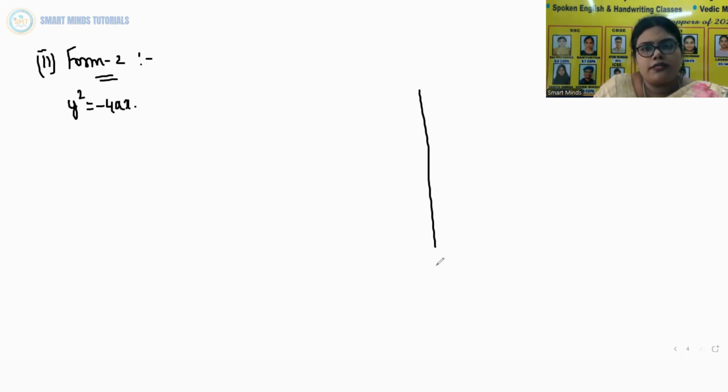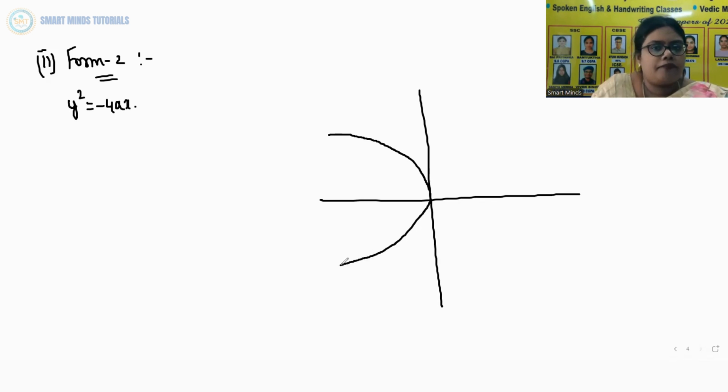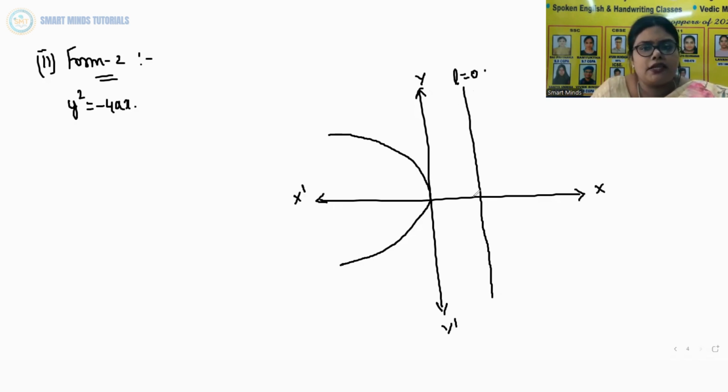Now, the second form. What is form 2? y square equals minus 4ax. Over here, this is the y-axis, y dash, and this is the x-axis, x, x dash. Now the parabola is towards the left, and this is the directrix, L is equal to 0. The point where the parabola touches the coordinate axis is A. And you get the focus on the left-hand side, so it is minus a comma 0. So this is the form y square equals minus 4ax.